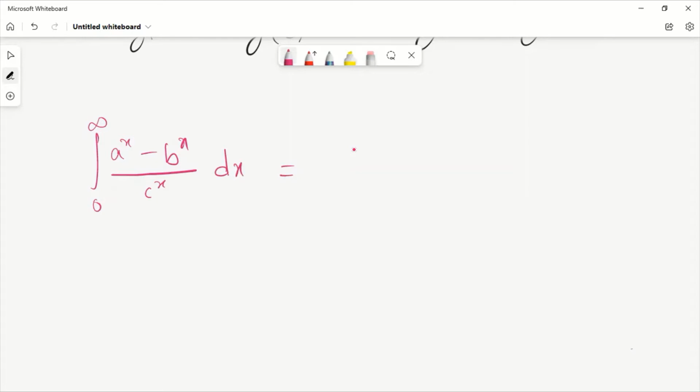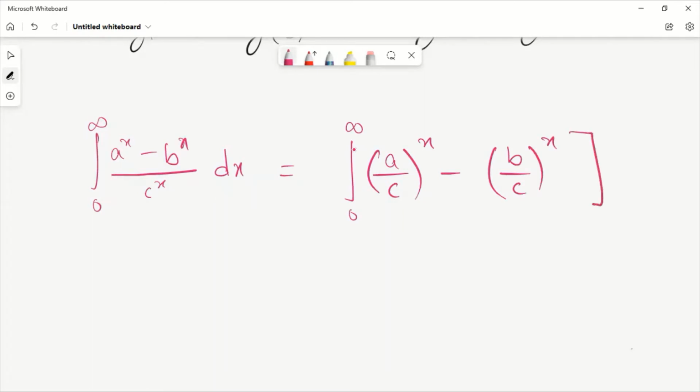Now if you see this properly, this is whole divided by c^x, so we can divide it. Integral 0 to infinity of (a by c) whole power x, minus (b by c) whole power x, and this whole dx. Can we write it like this? Of course we can write it. Now, we will integrate it directly.